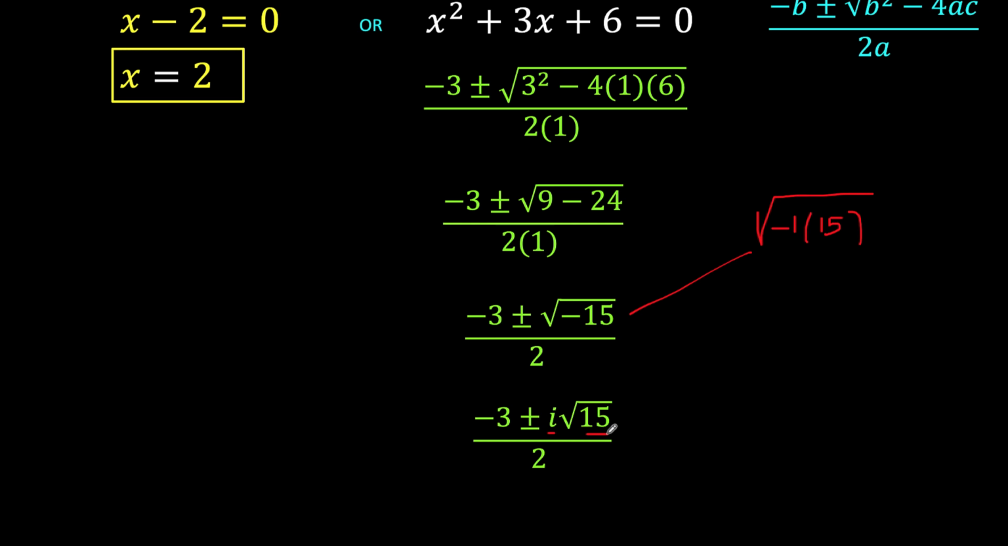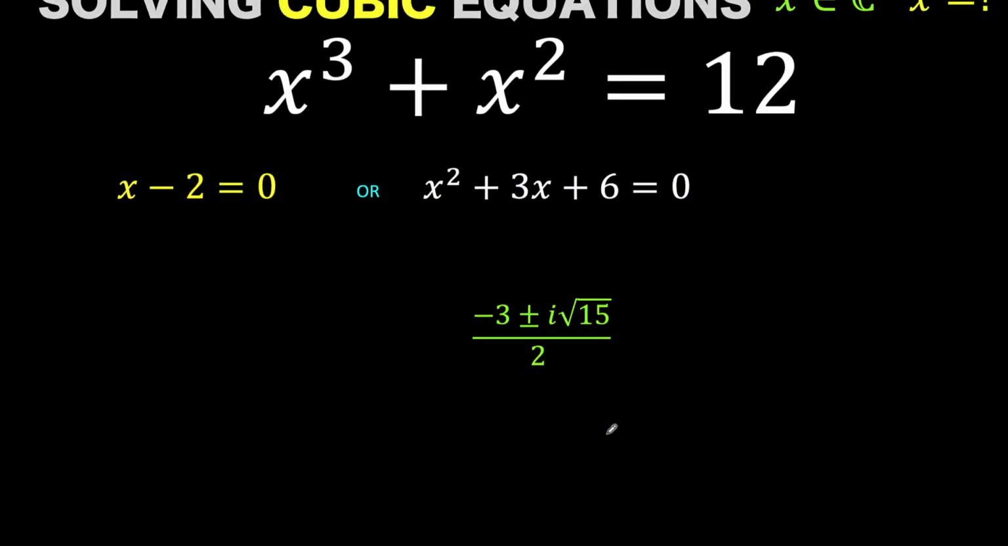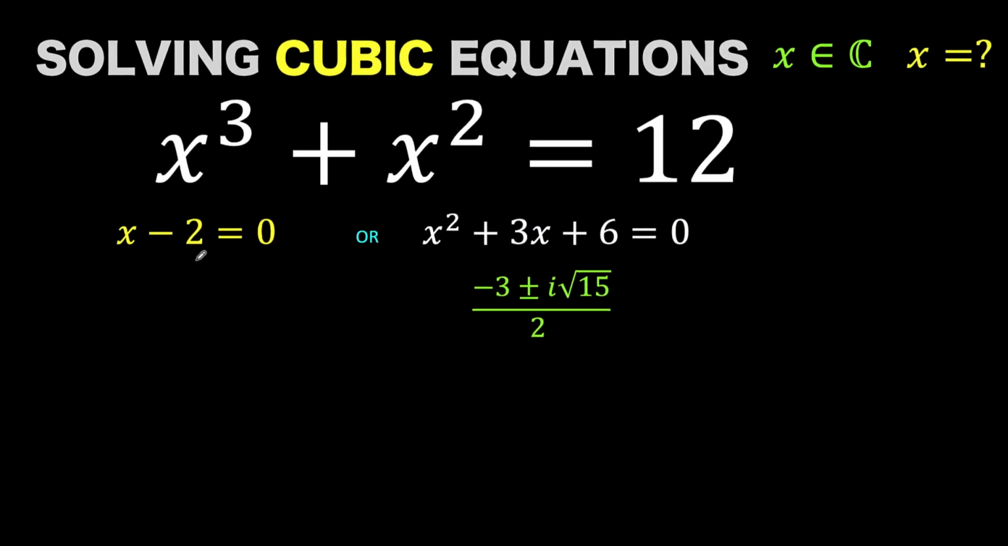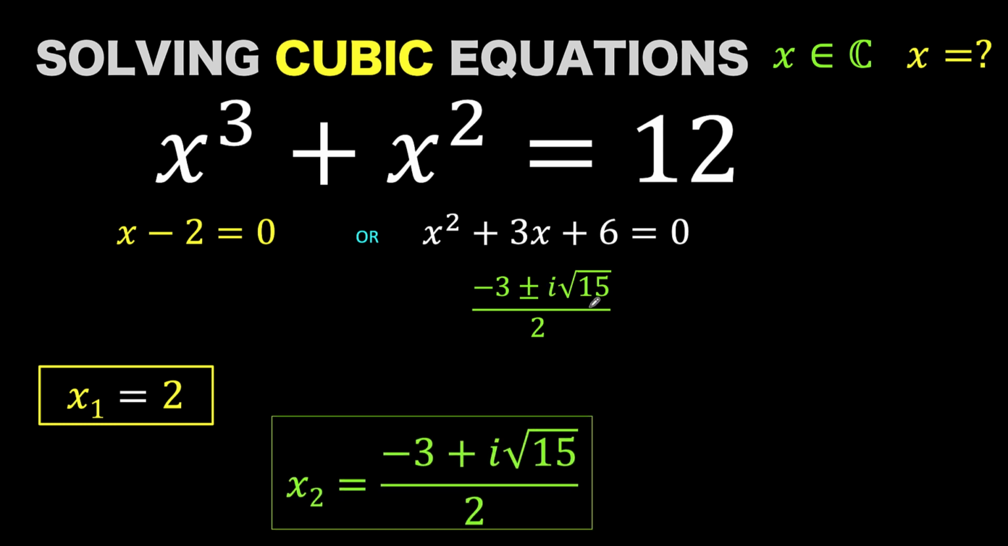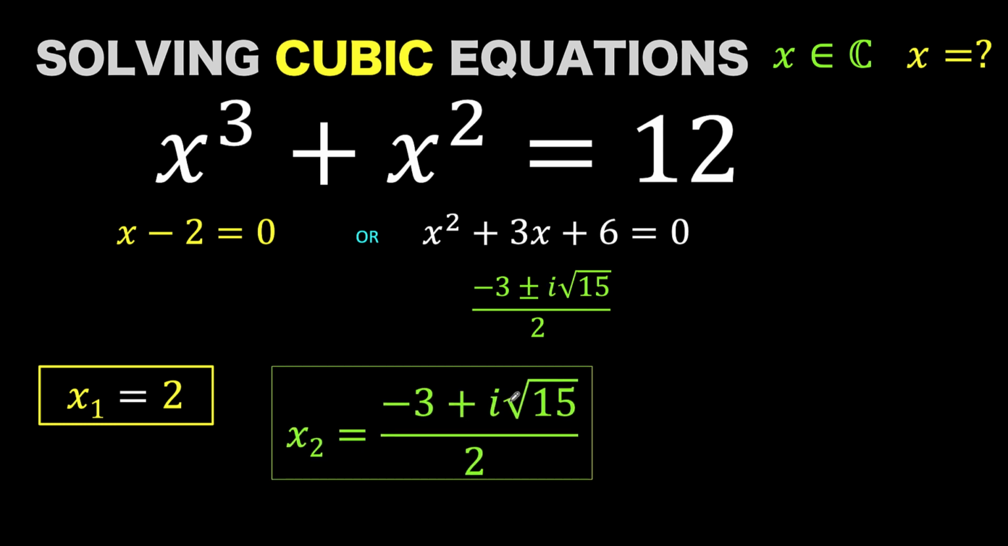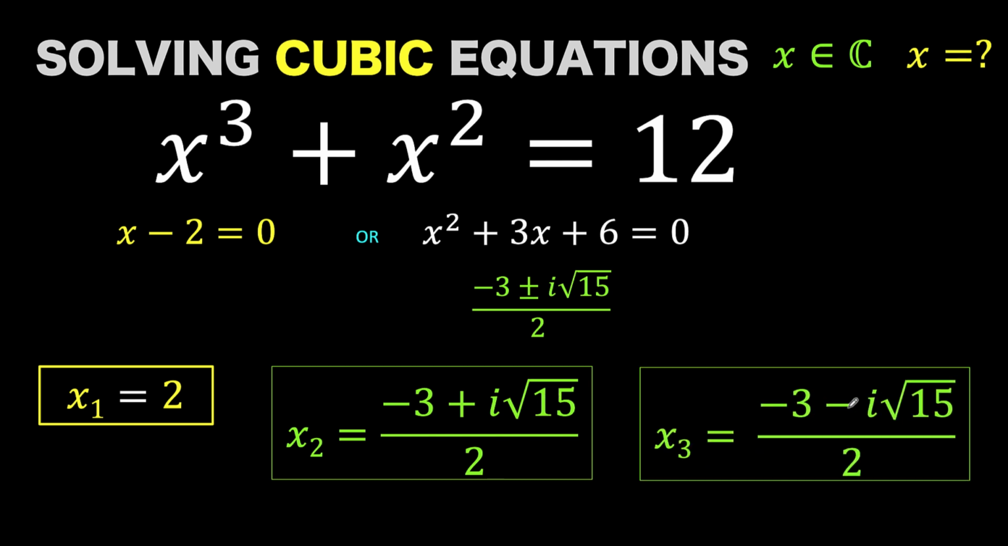So putting all together the roots that we found, we now have, for the first part, we already know previously that x is equal to 2. And from this latest result, this can be split into two roots. One is negative 3 plus i times the square root of 15 over 2. And the other one is negative 3 minus i times the square root of 15 all over 2. This gives us the three roots of this cubic equation, which is consistent with the fundamental theorem of algebra.